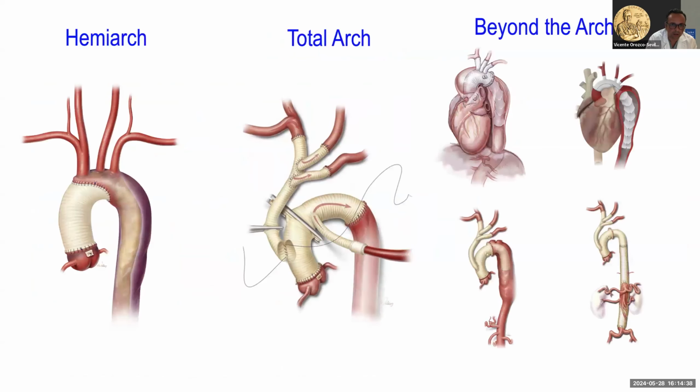So what about the aortic arch? Well, in order to do a hemi arch, a total arch, or go beyond the arch with a total arch replacement, either as a frozen elephant trunk or extending to thoracoabdominal, or completion of a stage two frozen elephant trunk.